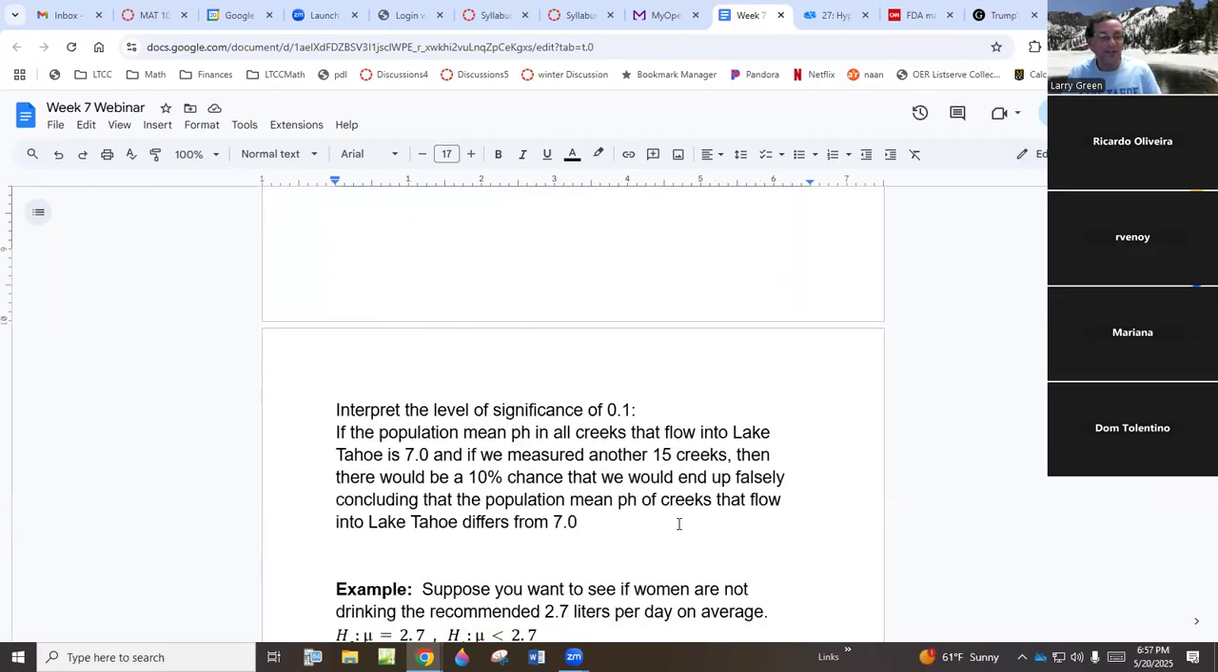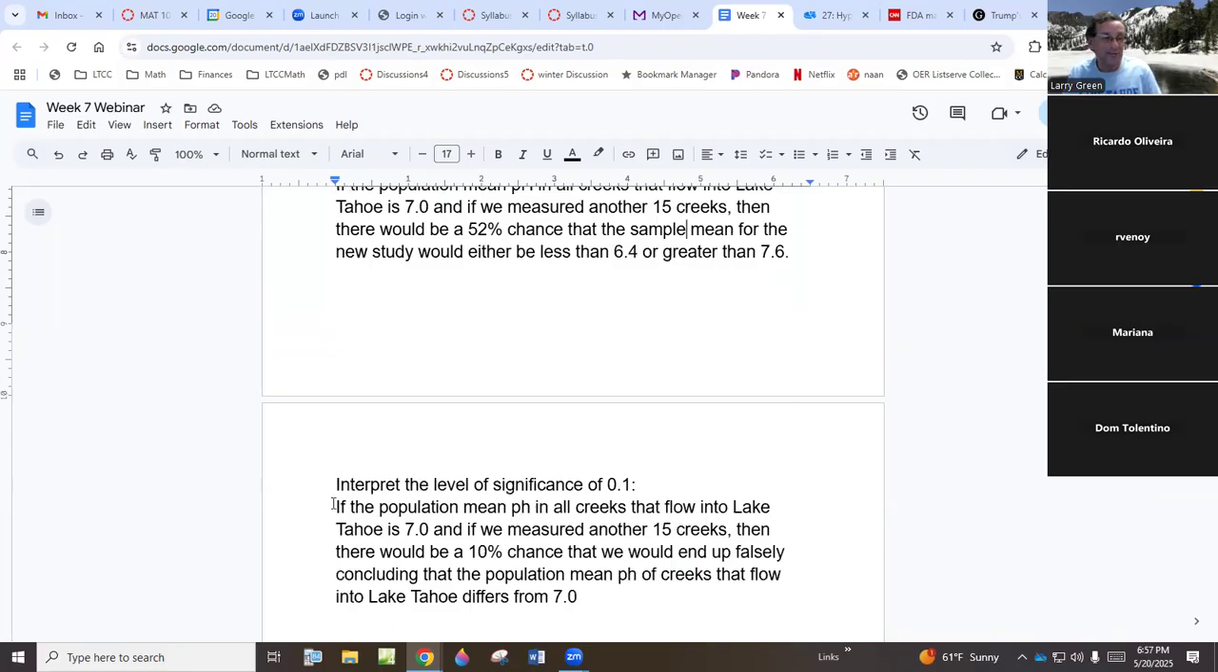Okay, let's interpret the level of significance. So same idea. If the population mean pH in all creeks that flow into Lake Tahoe is 7, and if we measured another 15 creeks, then there'd be a 10% chance, that's what our level of significance was, that we would end up falsely concluding that the population mean pH of creeks that flow into Lake Tahoe differs from 7.